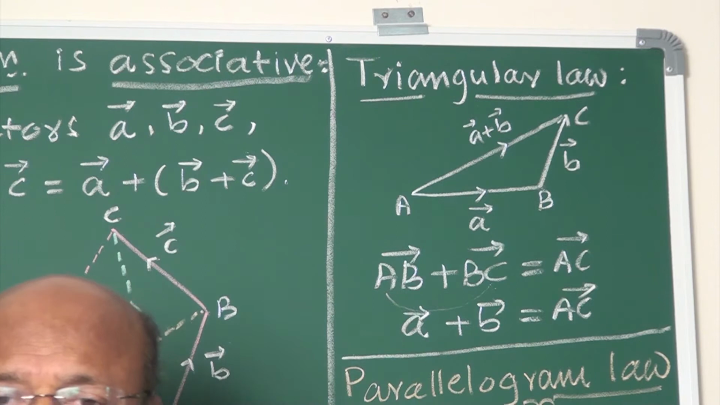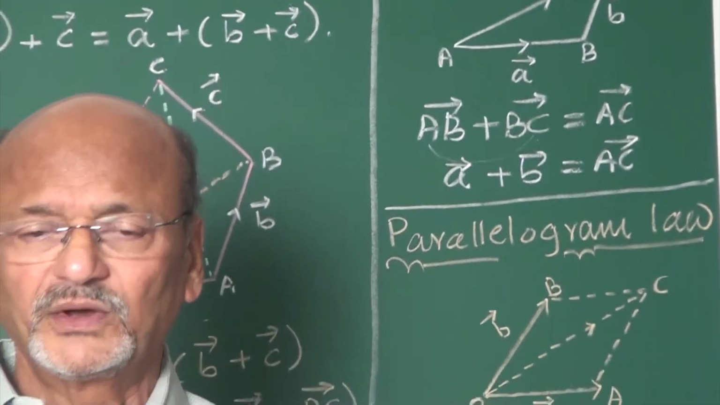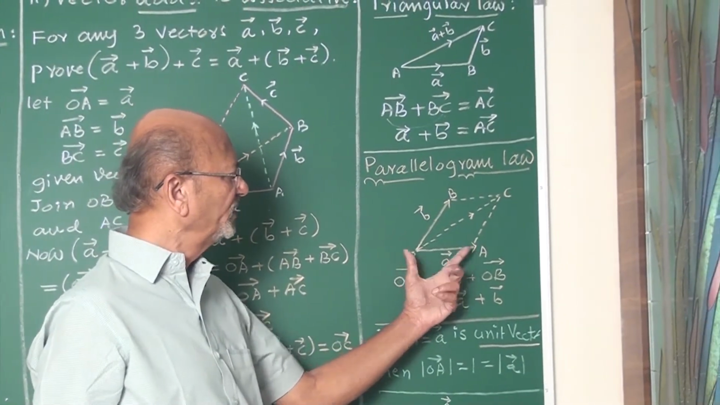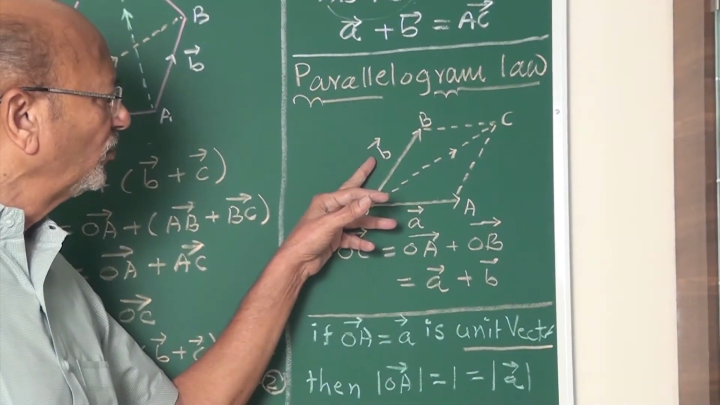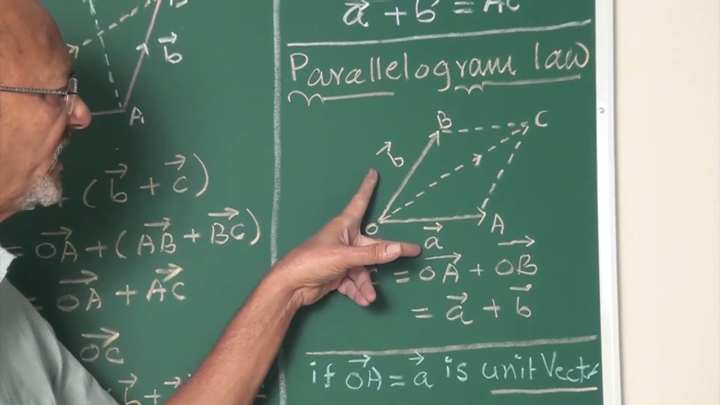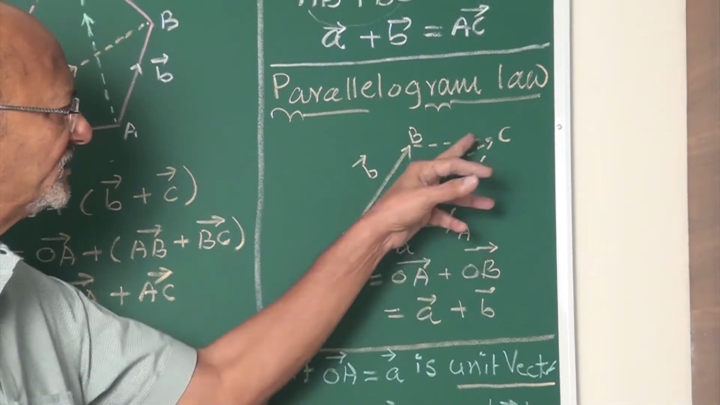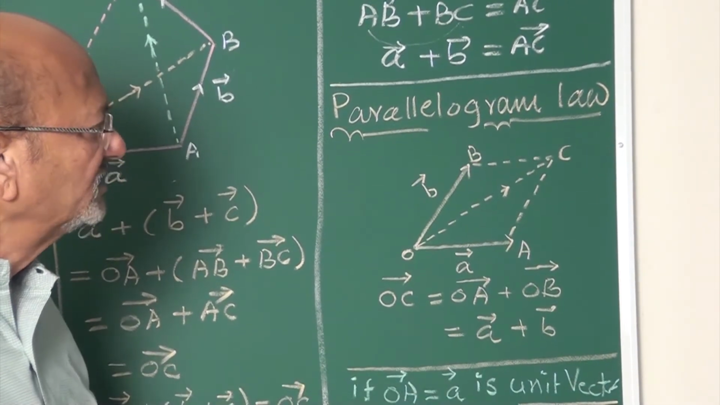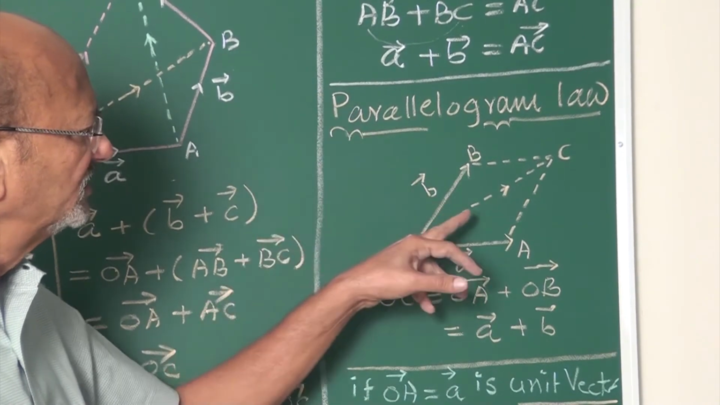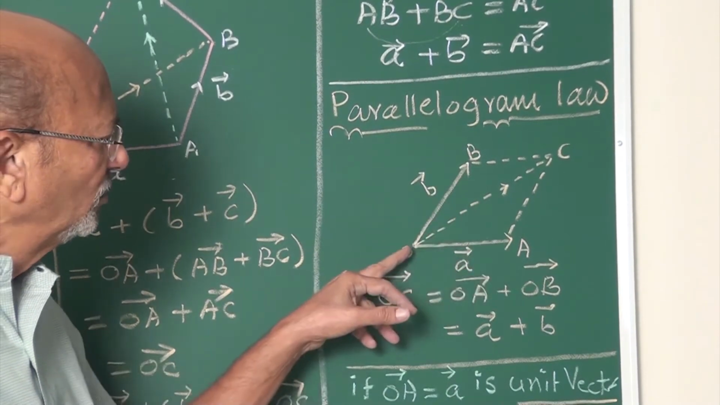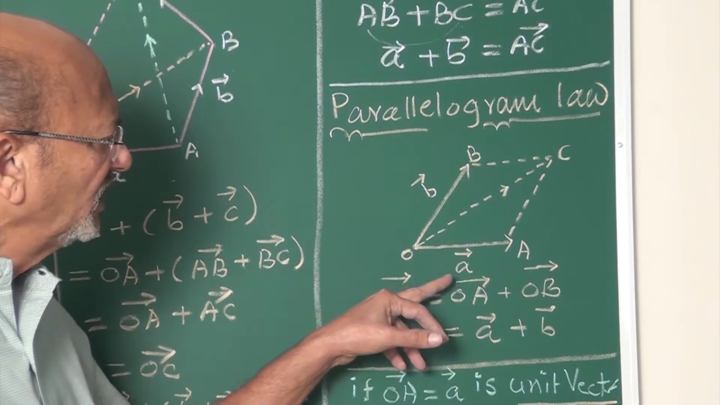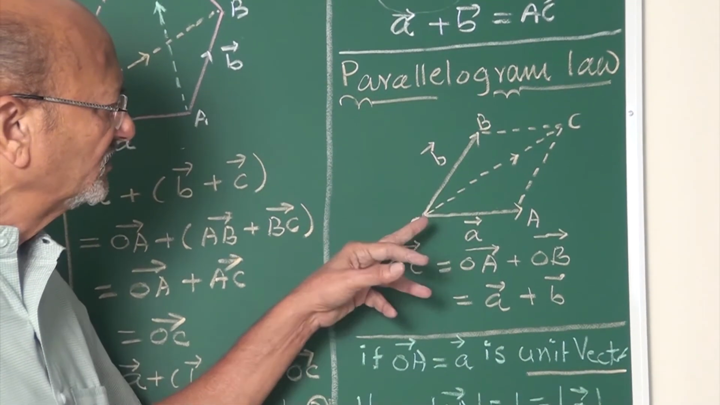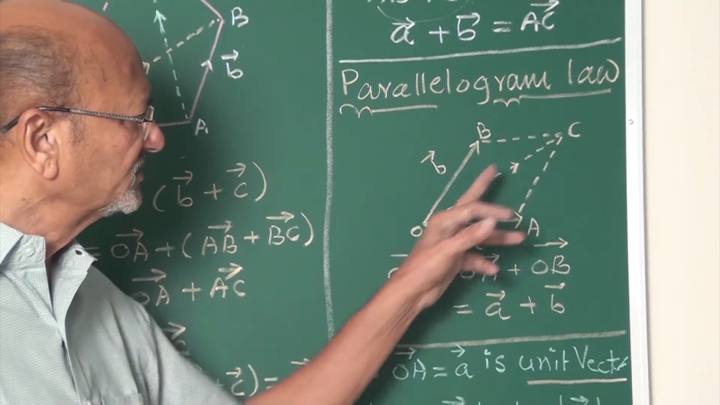Next, my friends, I gave the definition of the parallelogram law of addition. What is that? Let OA equal to vector A and OB equal to vector B be the two adjacent sides of a parallelogram OACB. Then, according to this parallelogram, this is the diagonal whose initial point is the same as the initial point of the vectors A and B. These three are co-initial vectors. Then, my friends, OC represents the diagonal.